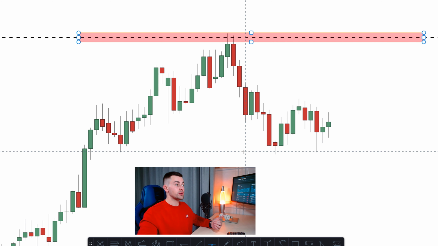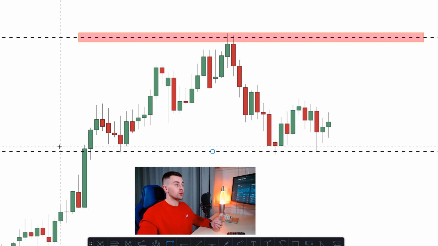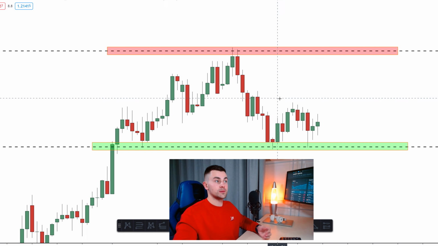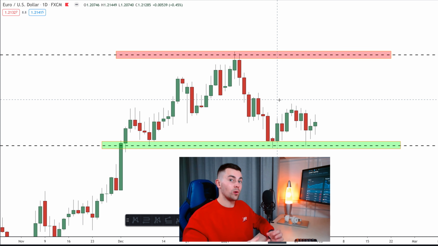And over here we have very strong horizontal structure support. Again, it is just one single level. The price just respects one single level and starts growing from that. And here we have just one single level from where the price started to fall. So here it was quite easy for us to identify the key levels. But I have another example for you where we need to know this concept of supply and demand zones.